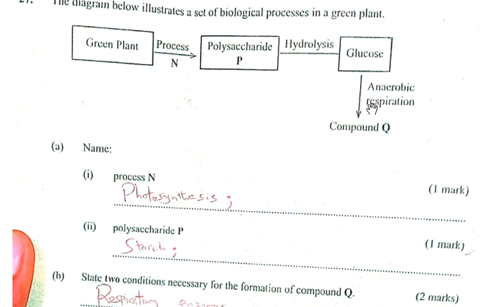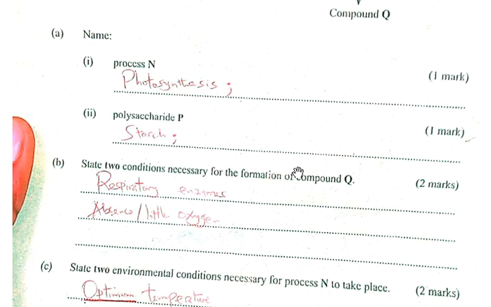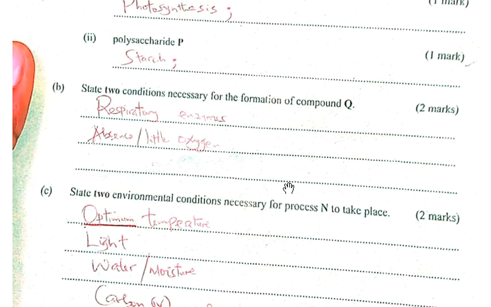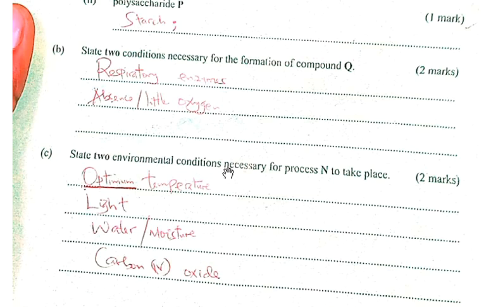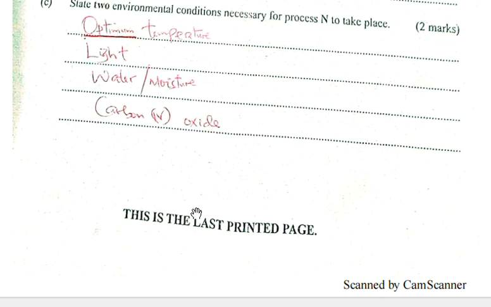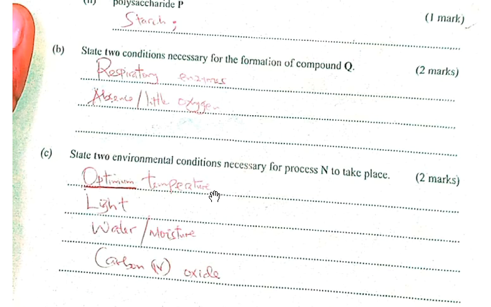is a result of anaerobic respiration, and that is, respiratory enzymes must be present and little oxygen must be present in order for anaerobic respiration to occur. State two environmental conditions necessary for process N to take place. Process N is photosynthesis, and the environmental conditions necessary are optimum temperature, at which the enzymes work best. Then we have light, water, and carbon dioxide, which are necessary for process N, which is photosynthesis.